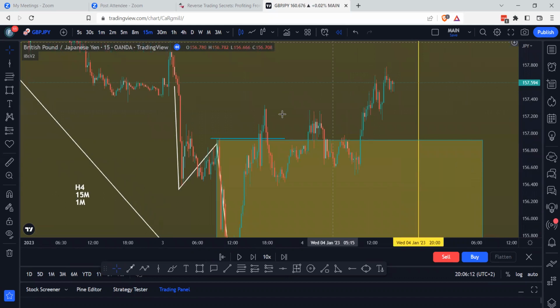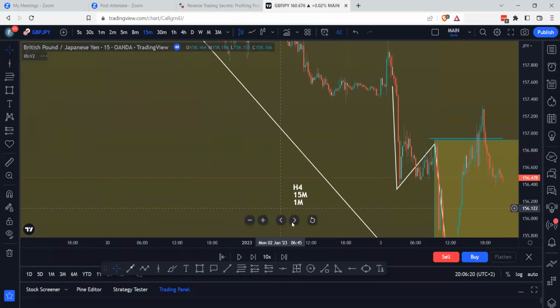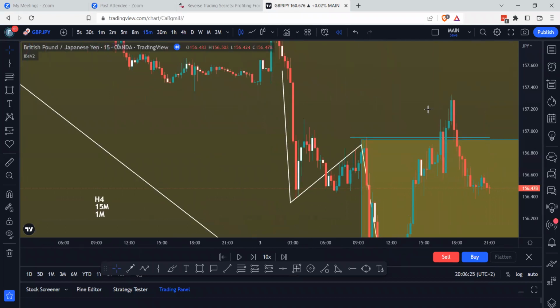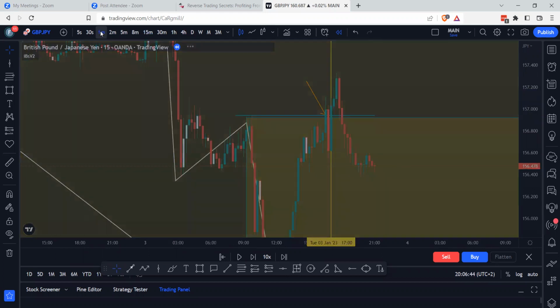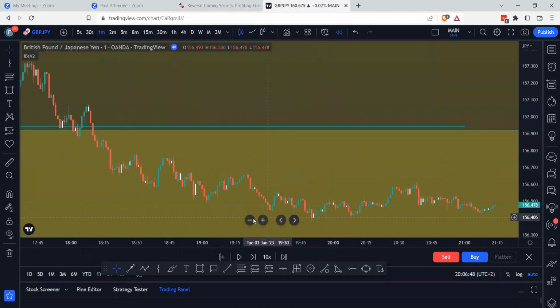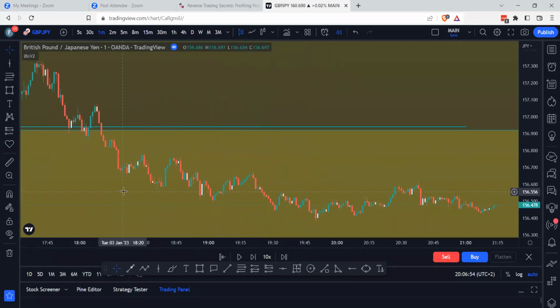Let me rewind this to somewhere. So it got broken by this candle here, and there's a retracement with this candle. For me to take entry, I'll go a time frame deeper and check it on the 1 minute time frame. And on the 1 minute, what are we looking for? We are looking for activity of liquidation.